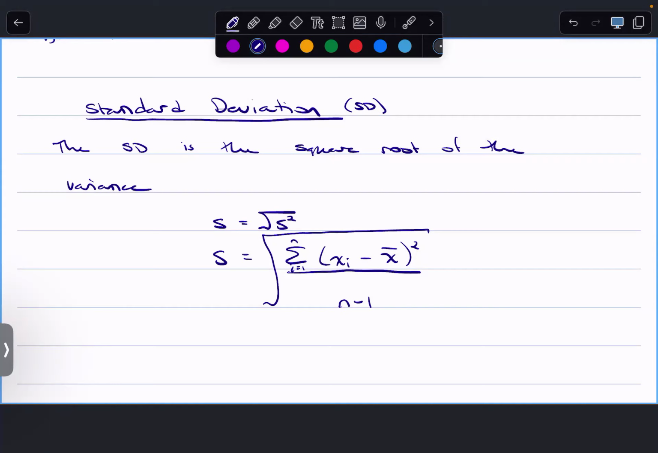That's why we use the variance as a gateway to get to the standard deviation. In upper level stats, you do use the variance, but it gets a little bit complicated in terms of understanding how squares work. And so that's why we just use the standard deviation in this course.